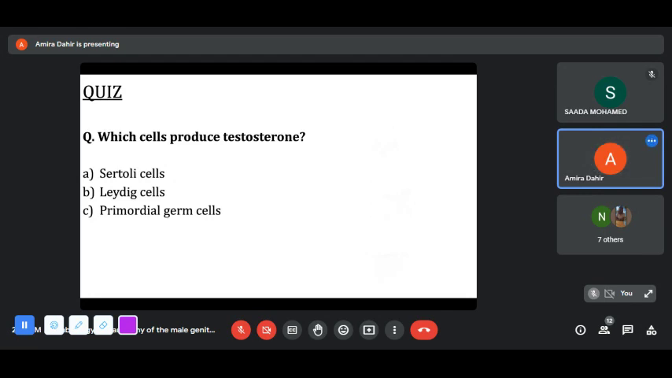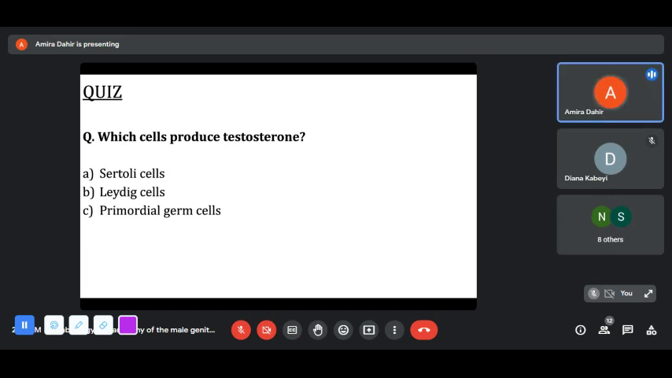A small quiz. Which cells produce testosterone? That is for Diana. Which cells produce testosterone, Diana? I think it's the Leydig cells. Yeah, Diana, you're right.